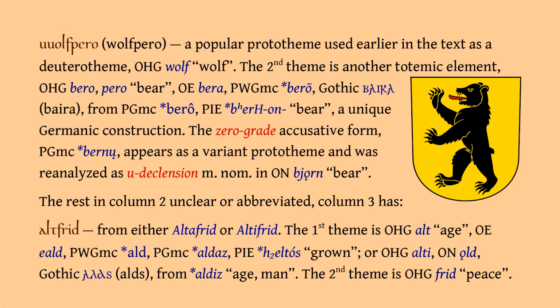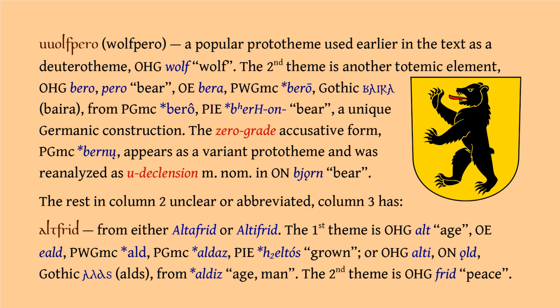Wolfperro, a popular proto-theme used earlier in the text as a deuterotheme, Old High German wolf, wolf. The second theme is another totemic element, Old High German bero, pero, bear, Old English bera, Proto-West Germanic bero, Gothic bera, from Proto-Germanic bero, Proto-Indo-European berhon, bear, a unique Germanic construction. The zero-grade accusative form, Proto-Germanic berlu, appears as a variant proto-theme and was reanalyzed as U-declension masculine nominative in Old Norse bjorn, bear. The rest in column 2 unclear or abbreviated.